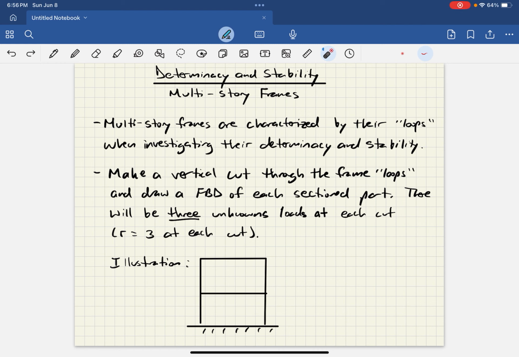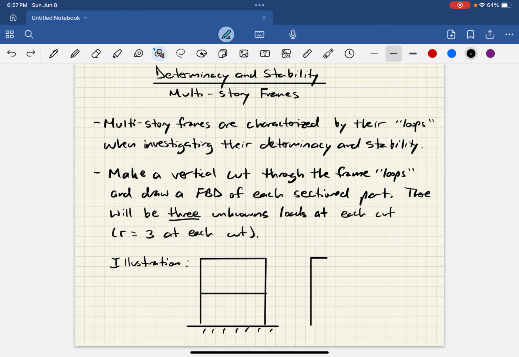Here we have this two-story frame that's fixed connected at its base, and you see, you have two loops because you have two stories, two enclosed stories. So this is loop 1 and this is loop 2, all right? And so what we do is we make a cut through the loops like this, and we separate this into two pieces. So let's go ahead and do that together.